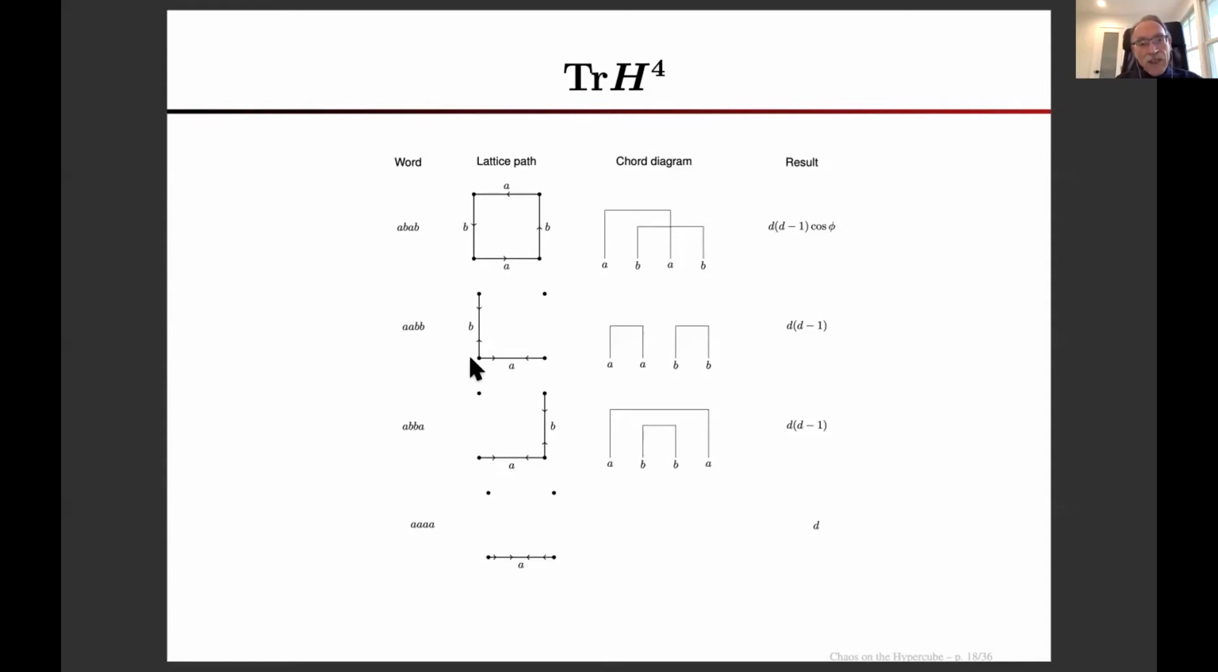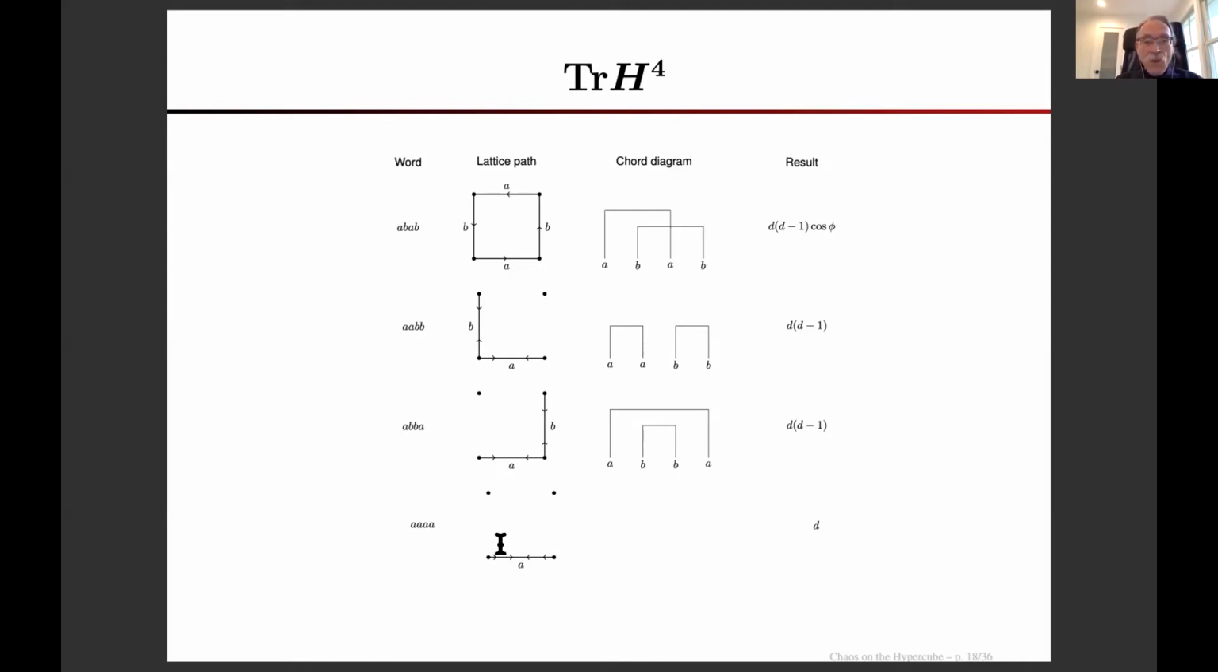You can also have retracing paths. For example, this one, you go with this and then that. Then there's no cosine phi factor. The result is, of course, d times d minus 1. And this corresponds to the diagram, a planar contraction diagram, AABB. There's also ABBA. Again, that's a planar diagram. And again, d minus 1.